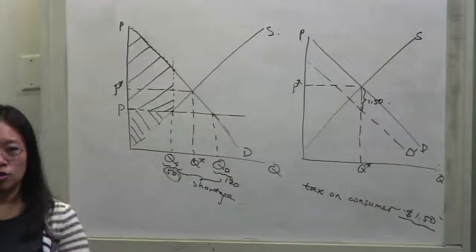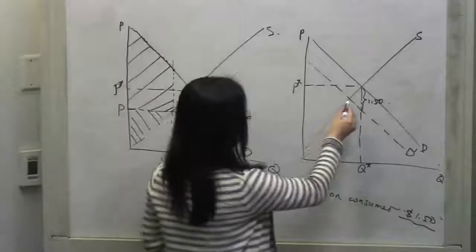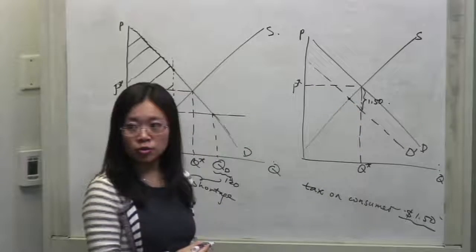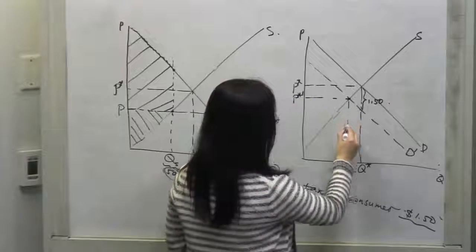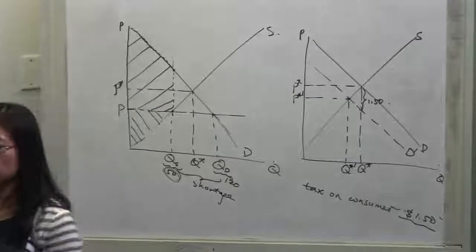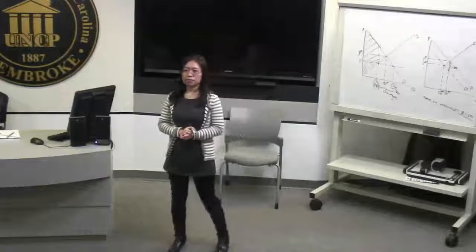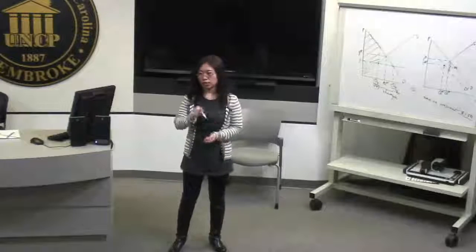Okay, in this case, do we have a new equilibrium point? Yes, because demand has shifted, right? And this is the new equilibrium point. For this new equilibrium point, there is a new equilibrium quantity and a new equilibrium price, right? Okay. Now we're going to talk about consumer surplus and producer surplus after this tax is imposed.